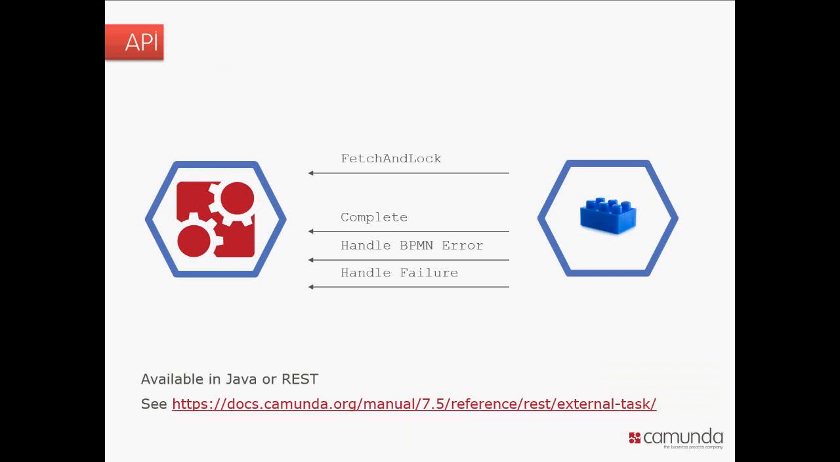The API is very straightforward. API means, as always in the Camunda platform, the API is available as Java API or as REST API. So I reference the REST API here. I'm pretty sure you will find that yourself easily. So the first thing you normally do is fetch and lock. And after some time, you might complete the task. So that's the perfect way of doing stuff.